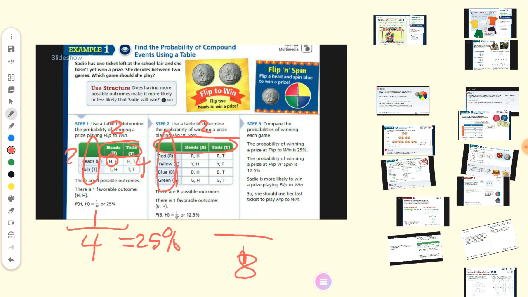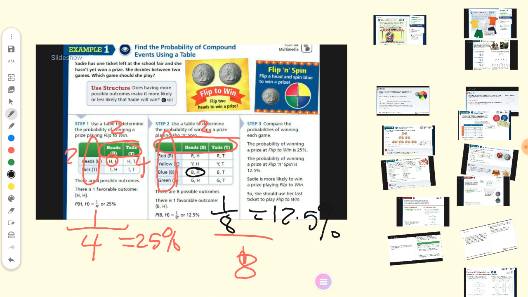What is the probability of getting blue with head? She will win if she spins blue and flips head at the same time. How many times does it appear? Blue with head appears 1 time only. So it's 1/8, which is equal to 12.5%.